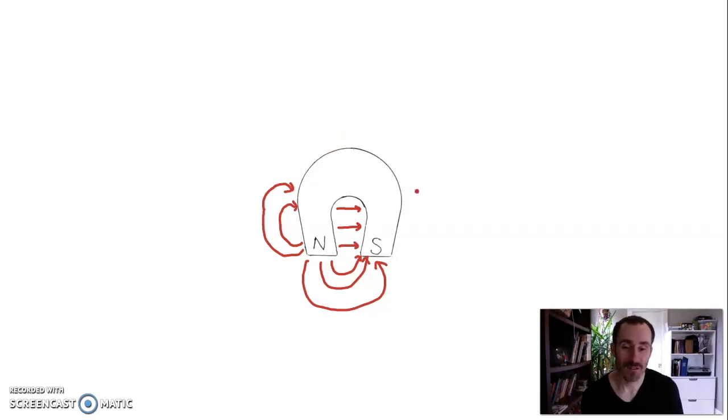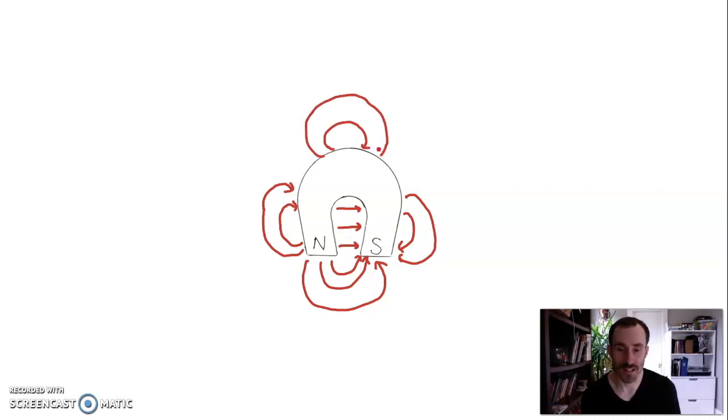And then we get those kind of loops all over the place. So we get the same thing going on over here to the south. And then we even get them up here, from the more north points to the more south points. Now, there are more field lines than this, but this gives you the idea of the shape of it.